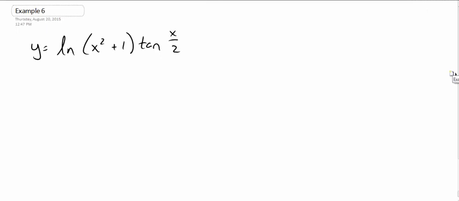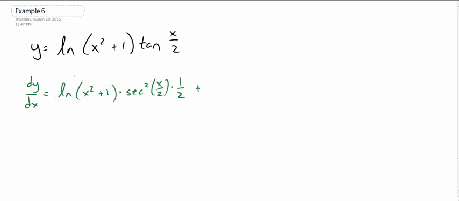Give this one a try. Let's see what you come up with. All right, so dy/dx is equal to, it's another product rule. So what was the derivative of tangent? It was secant squared. And don't forget the chain rule.